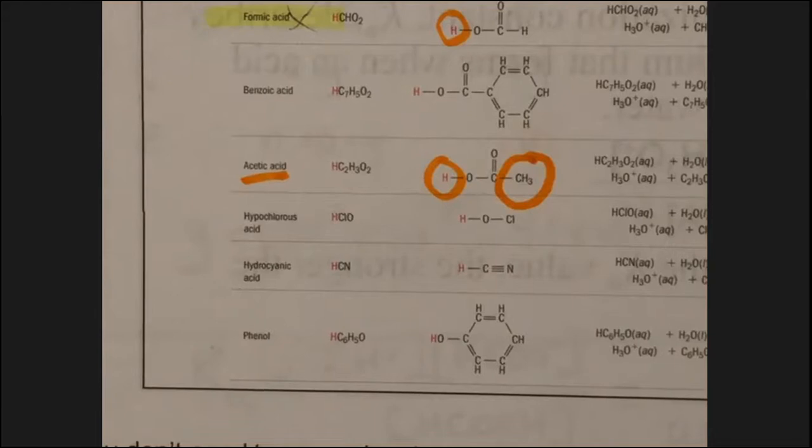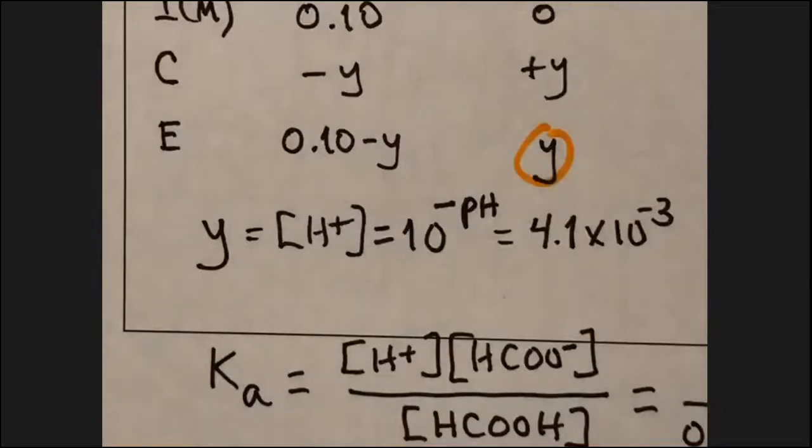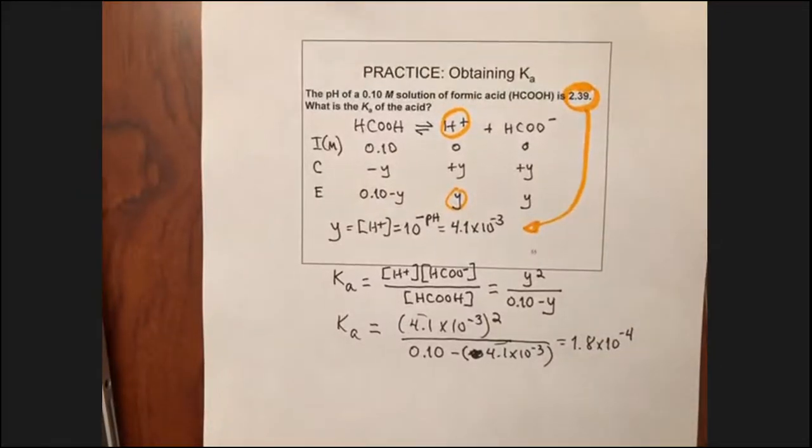The other thing is, if we had the time and I didn't want to overburden you, we would be talking about polyprotic acids. These are the ones that have more than 1 hydrogen in the formula that actually ionizes.